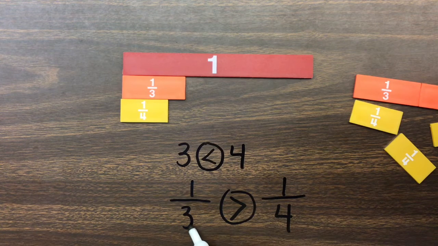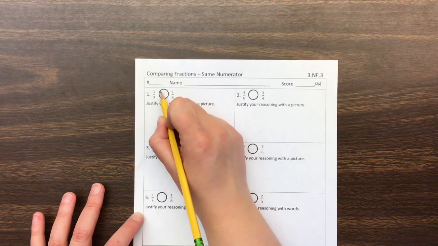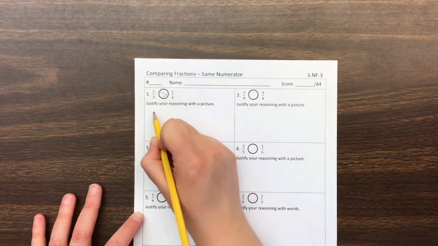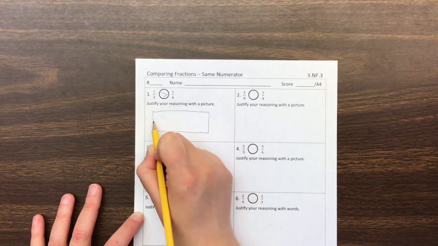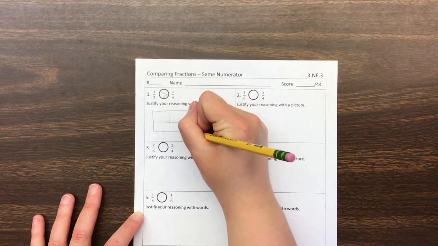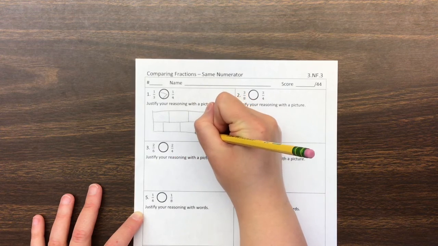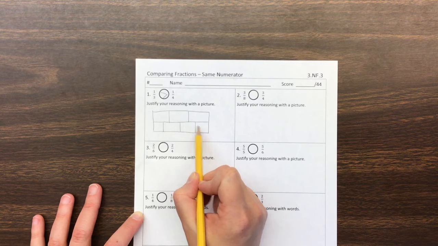We have to really stop and think about what that denominator means. What does the 3 mean compared to what does the 4 mean when they are denominators? So let's record that and draw a picture. Three equal pieces on the top, 4 equal pieces on the bottom whole. Shade in 1/3, shade in 1/4.